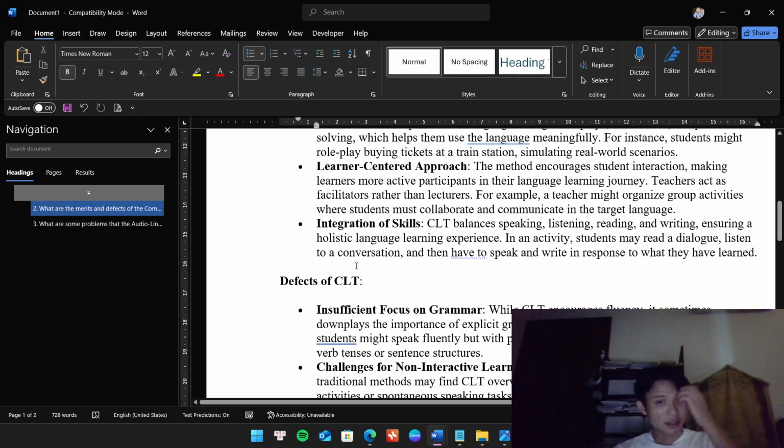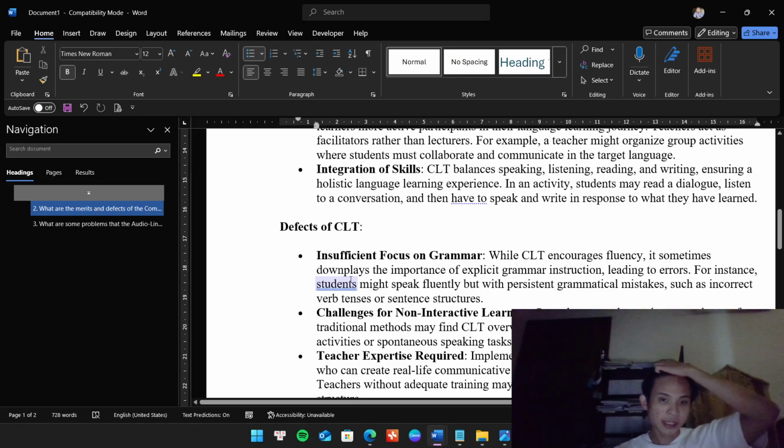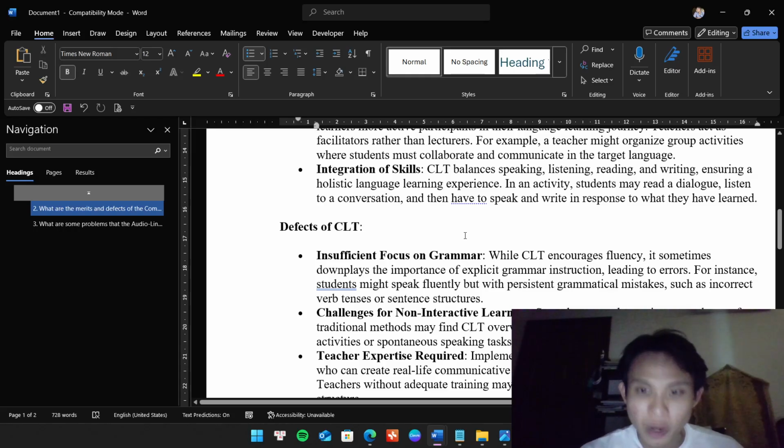Yeah. So about the drawbacks of CLT, the problem is that when students speak in the target language, it is not as clear as the written text. That means they might make some mistakes, and it's not easy to spot them. So there might be some errors or wrong use of grammar.